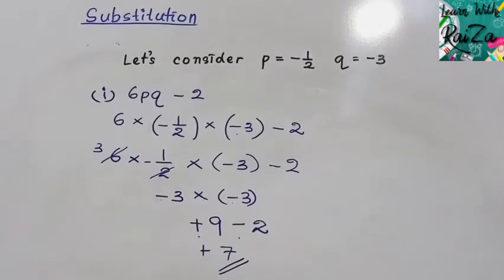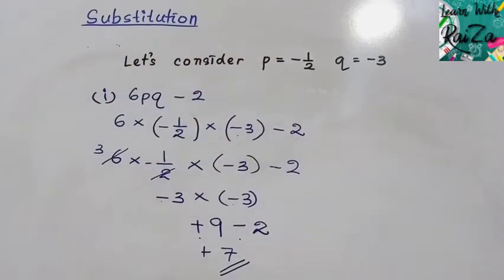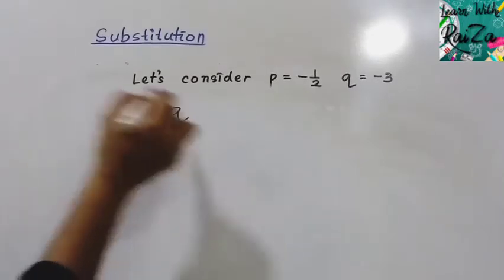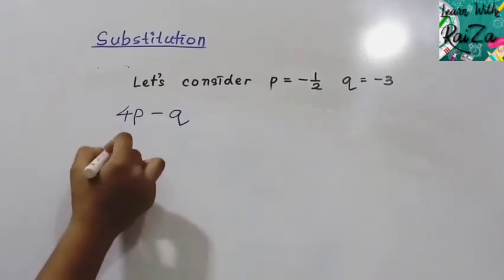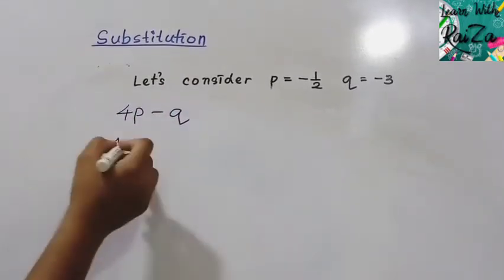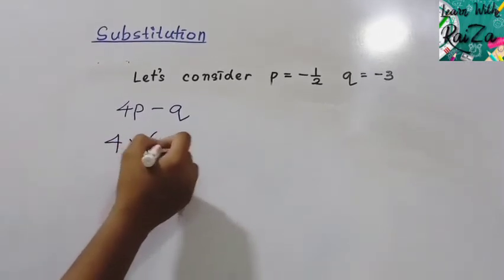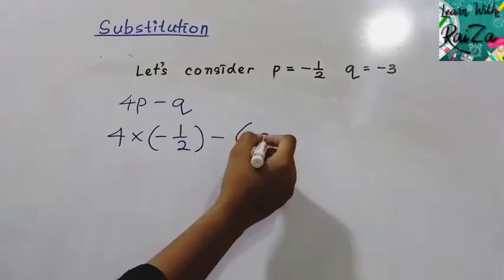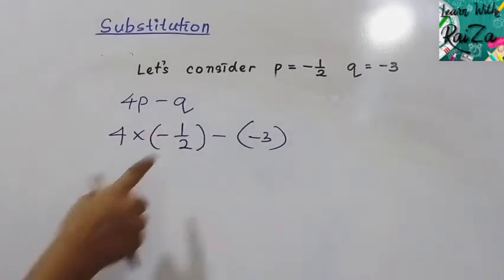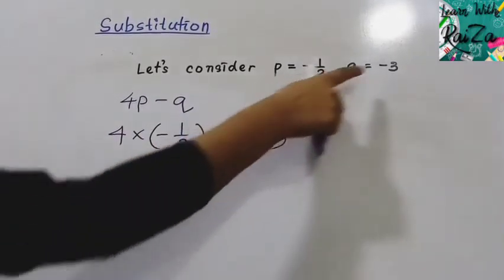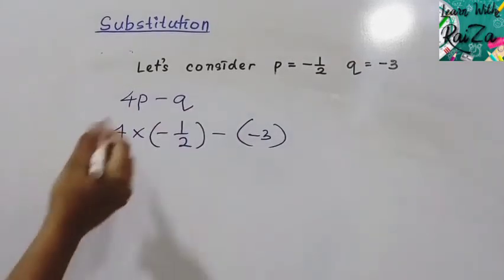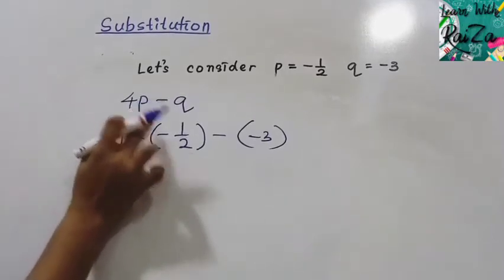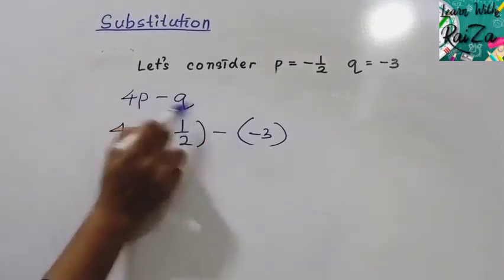So based on the same values, let's consider another example. Right, I'm considering 4p minus q. It's easy. p is minus half. Listen carefully, this is very easy. 4 into minus half, minus q is minus 3. Most of the students drop this negative mark and put this negative mark. So that's wrong. Go symbol by symbol. Time to time you have to check whether it's correct. 4 I have written, p I have written, minus I have written, q also I have written.